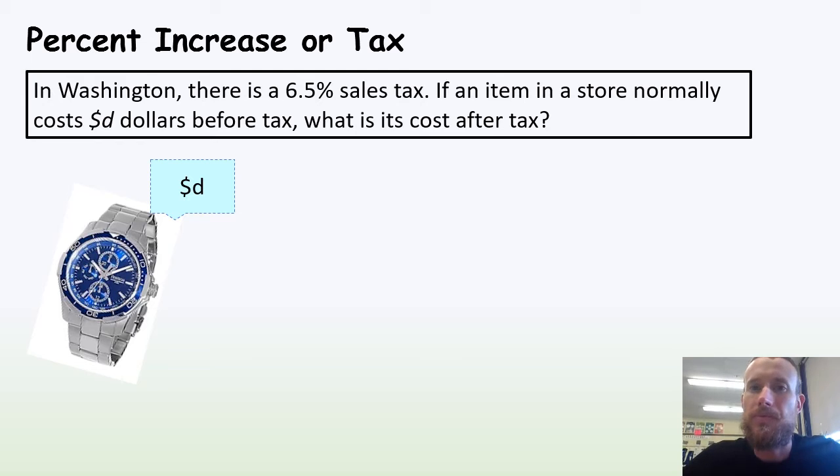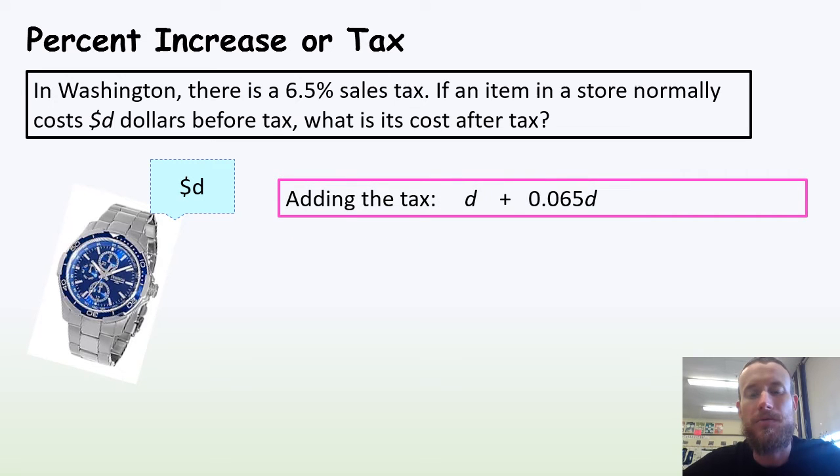So, a little bit of a different topic, but still equivalent expressions. We talked about percent increase and decrease in our last unit. This problem says in Washington there's a 6.5% sales tax. If an item in a store normally costs $D before the tax, just some amount of dollars, maybe $10 or $100, what is its cost after the tax? There's 2 main ways of writing this as an expression.